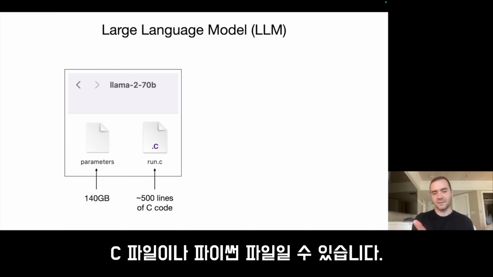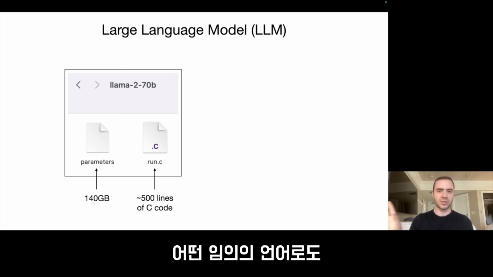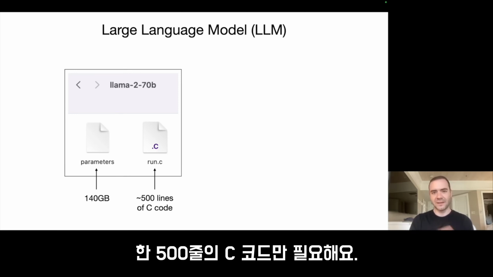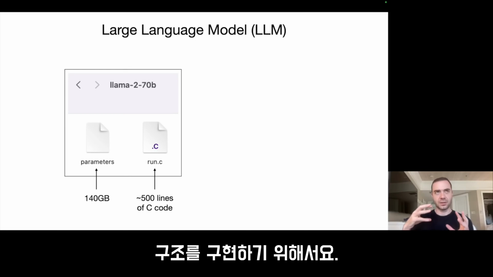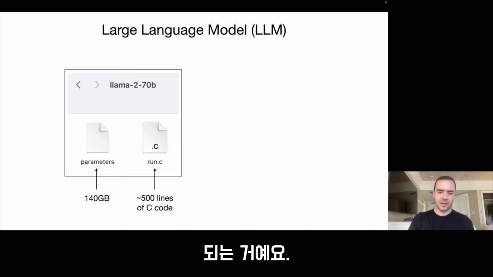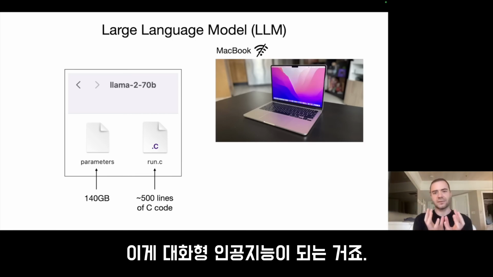Now, this could be a C file or a Python file or any other programming language, really. It can be written in any arbitrary language, but C is a very simple language, just to give you a sense. It would only require about 500 lines of C with no other dependencies to implement the neural network architecture, which uses the parameters to run the model. So it's only these two files. You can take these two files and you can take your MacBook. And this is a fully self-contained package. This is everything that's necessary.